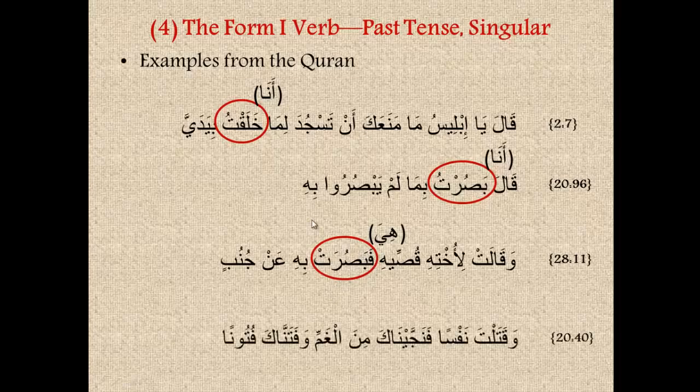And the last example from Surah Taha, verse number 40, وَقَتَلْتَ نَفْسًا فَنَجَّيْنَاكَ مِنَ الْغَمِّ وَفَتَنَّاكَ فُتُونًا. The verb we care about here is قَتَلْتَ. We hear the ta at the end, conjugated for anta. It rhymes: anta qatalta. So you killed. This is Allah talking to Musa. وَقَتَلْتَ نَفْسًا فَنَجَّيْنَاكَ مِنَ الْغَمِّ وَفَتَنَّاكَ فُتُونًا. And you killed a man. وَقَتَلْتَ نَفْسًا.